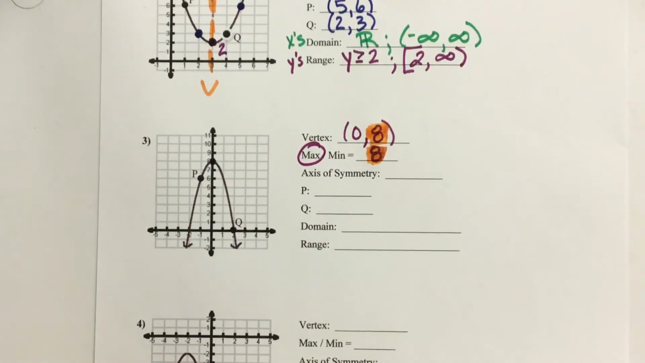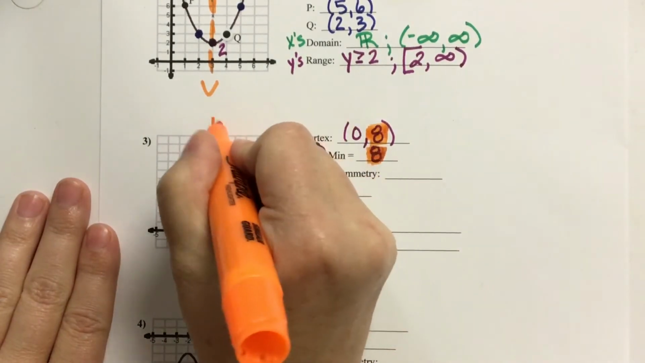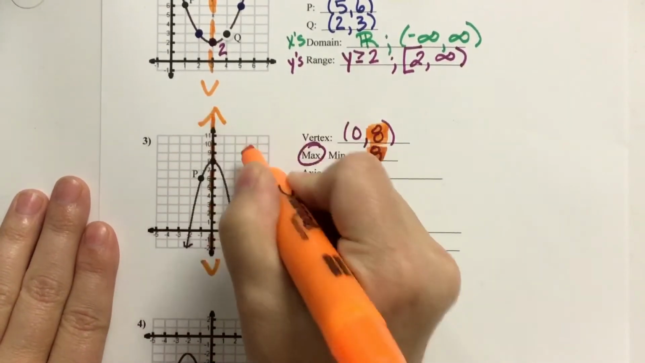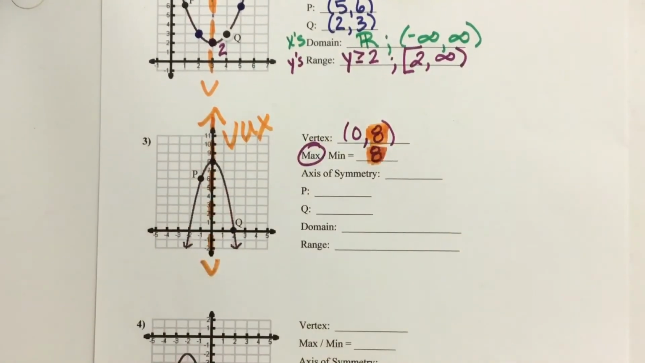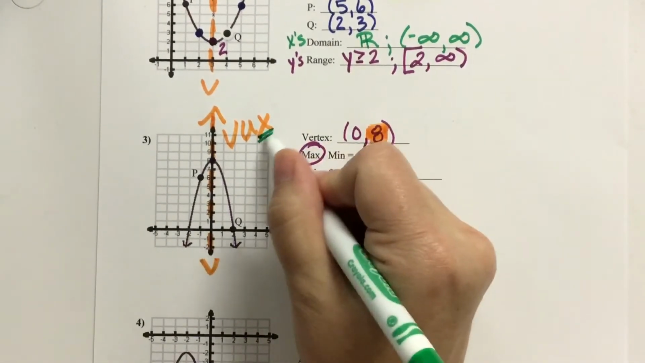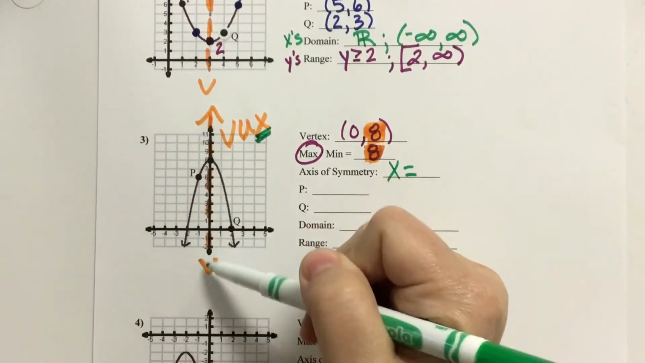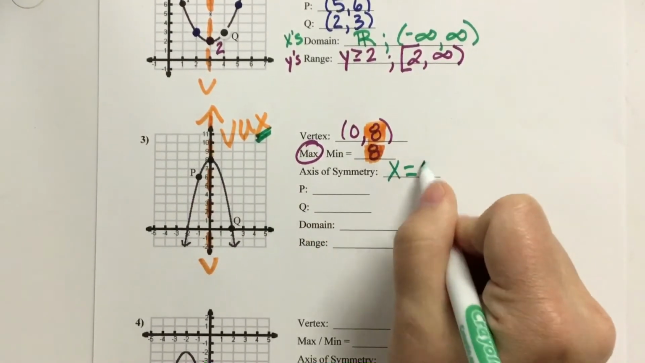Okay, let's do axis of symmetry. So the axis of symmetry is the vertical line that splits your parabola in half. All vertical lines are vuxes. So I'm going to use the letter x. So x equals, and what's your x everywhere on this line? 0.